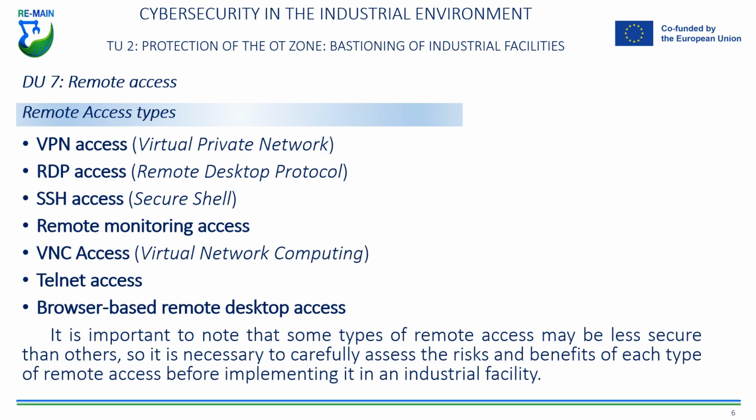There are several types of remote access to industrial facilities, some of which are VPN, Virtual Private Network, access. This type of remote access allows users to connect to the facility's network through a secure, encrypted connection. Users can access the facility's systems and equipment as if they were physically present at the facility.